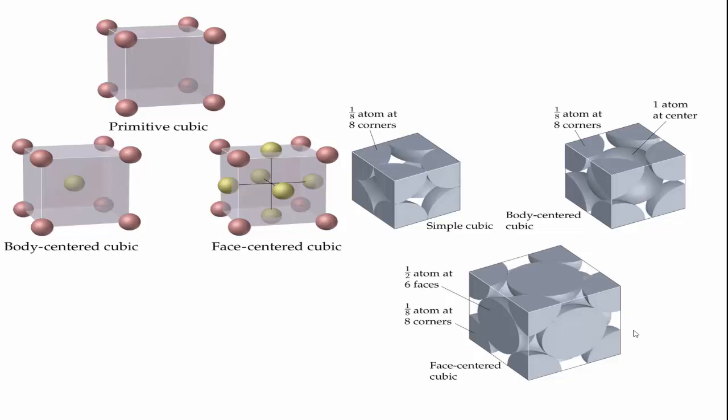These are the demonstrations of primitive cubic, body-centered cubic, and face-centered cubic, and simple cubic, body-centered cubic, face-centered cubic here. So 8 corners, and here we have 6 faces and 8 corners.